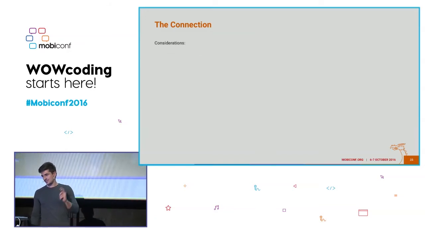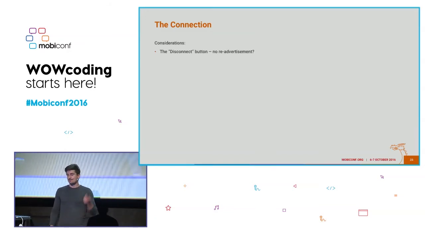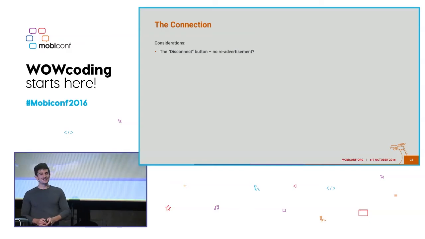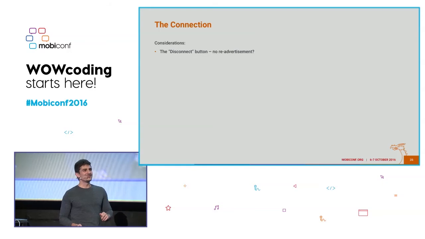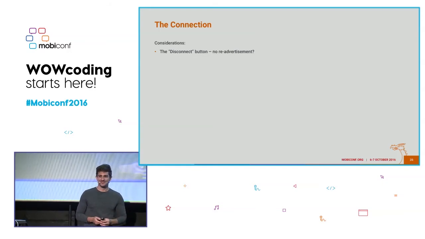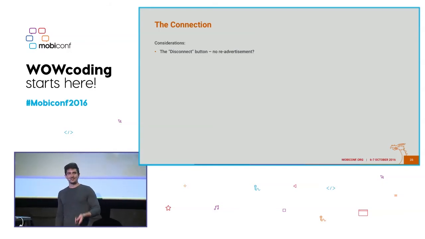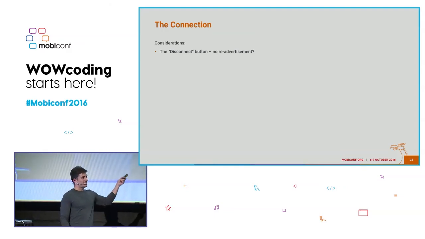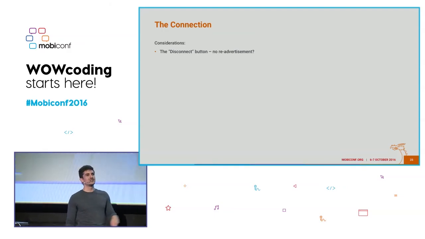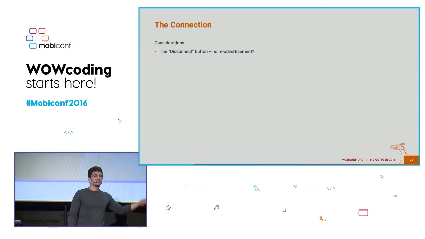A few considerations again. We had the disconnect button on the settings page and it took us a while, more than I like to admit, to figure out that it doesn't advertise again. Why is that? If you're thinking, I have a connect button and disconnect button in my simple app, if you have a paired device, if it requires pairing, it doesn't really matter.